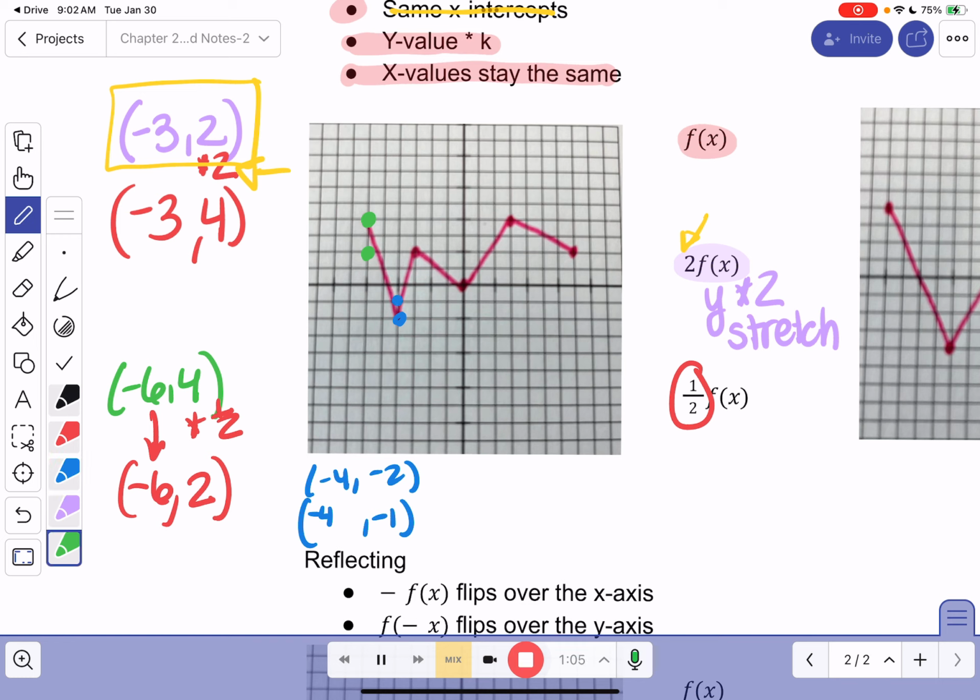And we're just going to do that for each. 2 times 1/2 is 1. X-intercept stays the same. 4 times 1/2 is 2. 2 times 1/2 is 1. And then we connect our new points. So when we're multiplying by a fraction, y times 1/2, we're going to shrink or squish our graph.